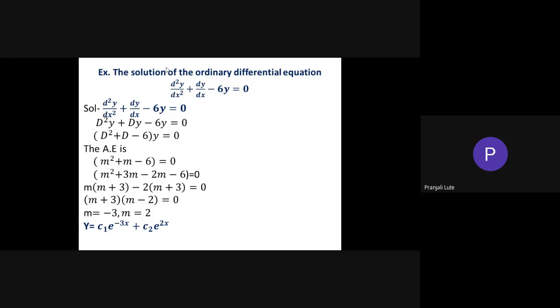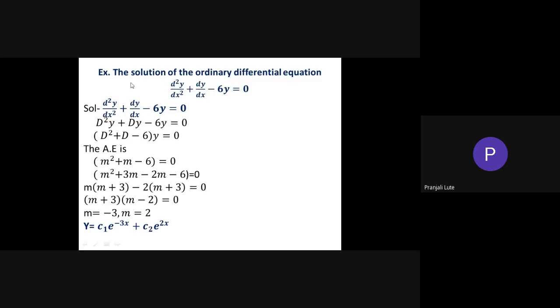In the next part, we have to see some examples on finding the complementary function. The solution of this differential equation d square y by dx square plus dy by dx minus 6y equals 0. Yes, again I tell you one thing here.